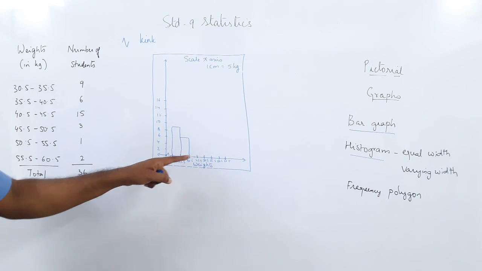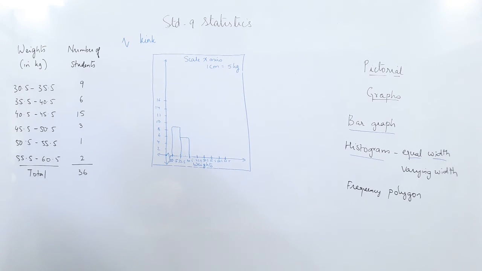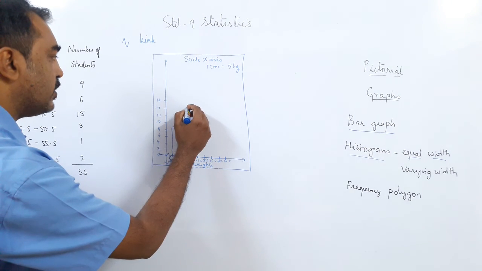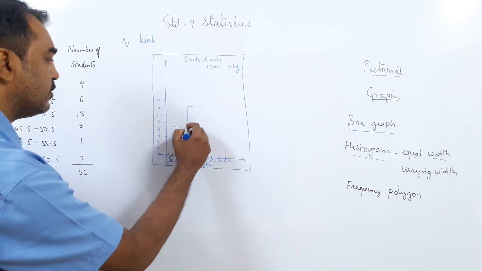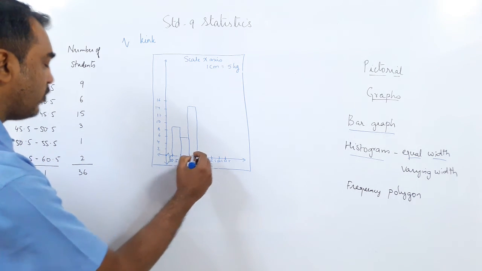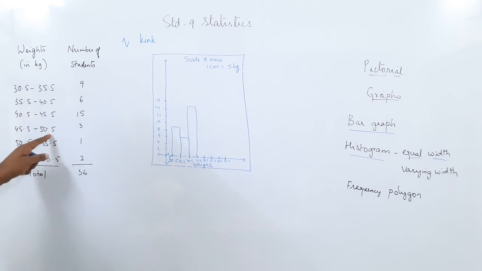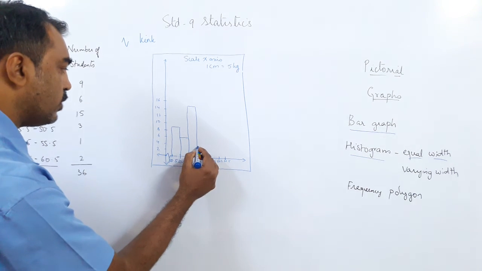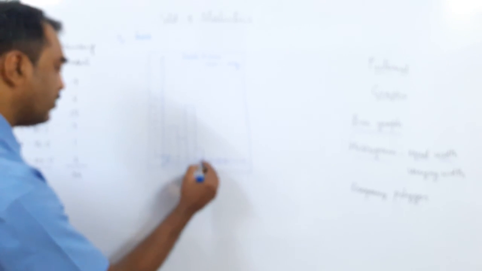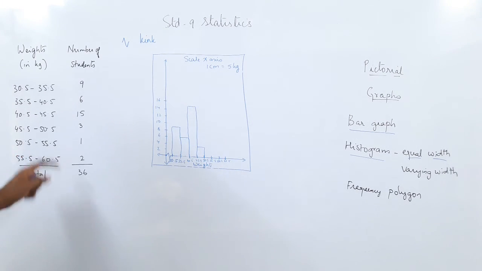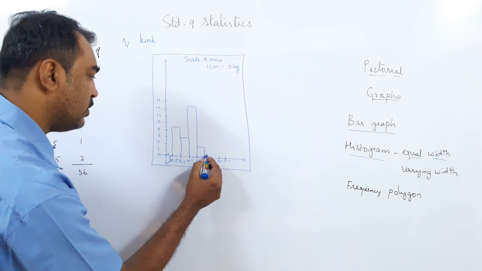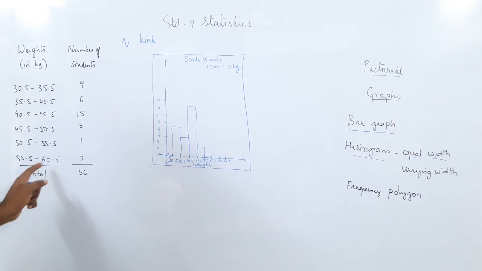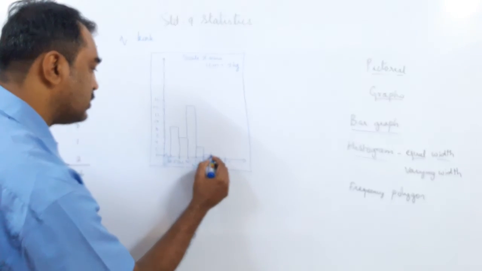You can see we are having every 5 kg below. So this has equal width. This is the histogram with equal width. Then 40.5 to 45.5, there are 15. So 15 is over here between 14 and 16. So this is for 15. Then 45.5 to 50.5, we got 3. So 3 is between 2 and 4. We have it here. Then 50.5 to 55.5 we have got 1, which is below here, and 55.5 to 60.5 we have got 2, so 2 is right here.